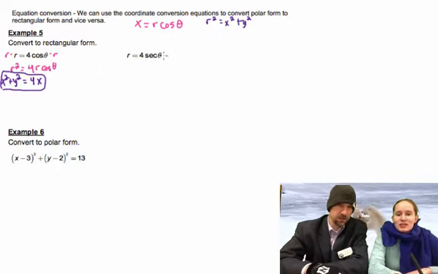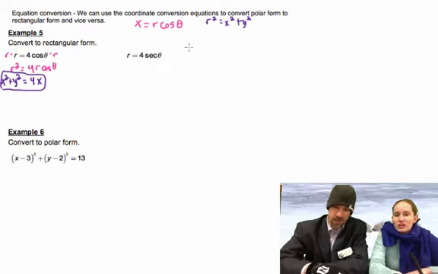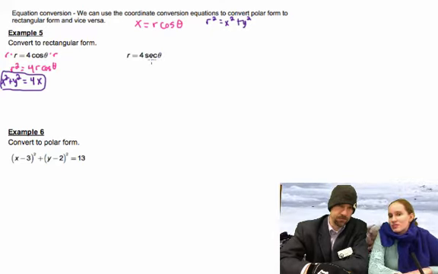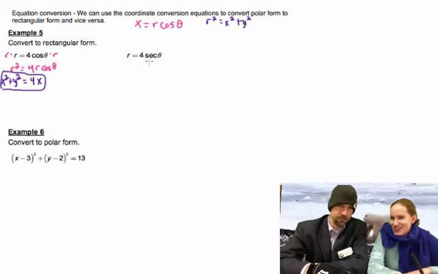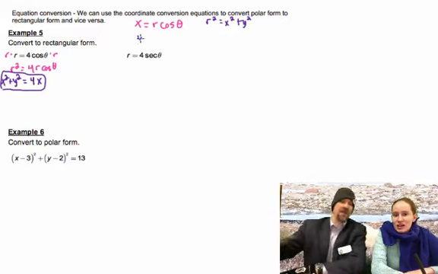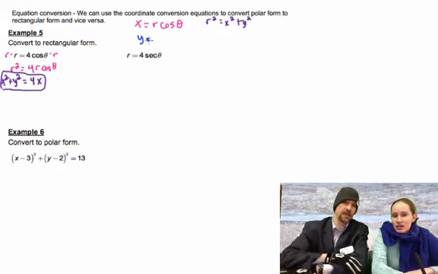Okay, same deal, new problem. r equals 4 secant theta. We want to get rid of r and theta. Secant is not something that we have. We have x equals r cosine theta and y equals r sine theta. I have a plan. Rewrite it in sine and cosine.